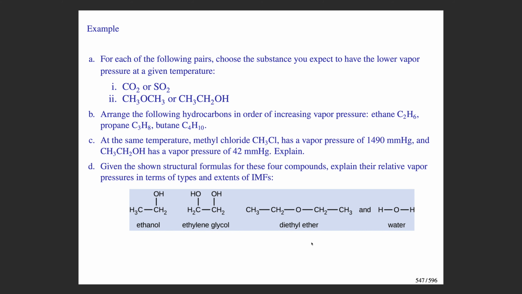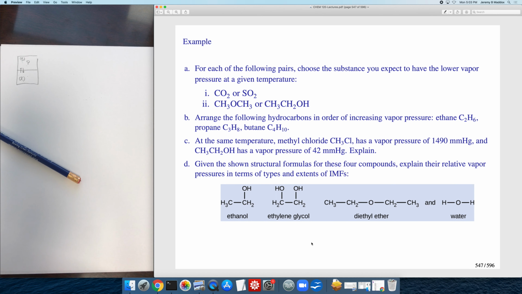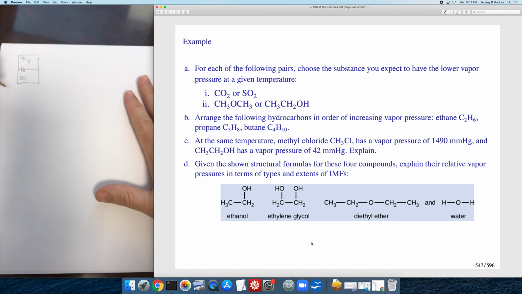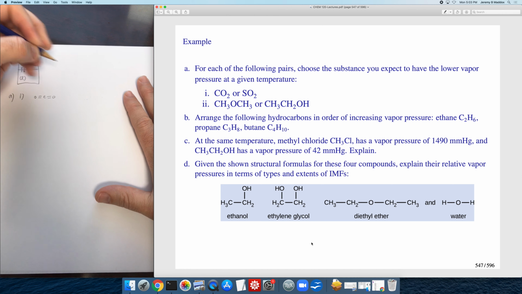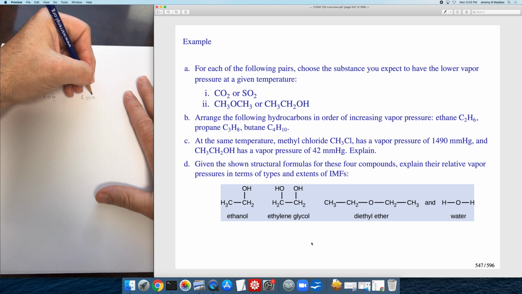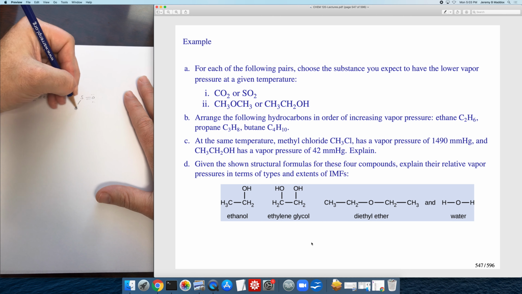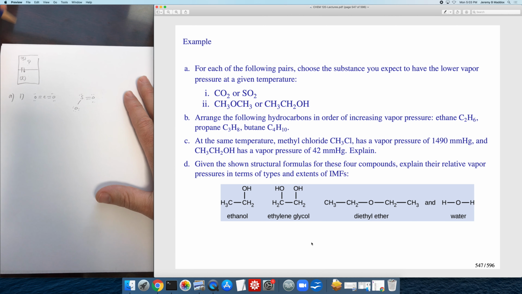On this example problem, we're being asked to compare vapor pressures. In part I of part A, we're being asked to compare the vapor pressures of CO2 and SO2. Carbon dioxide is a nonpolar molecule, and sulfur dioxide is a polar one.